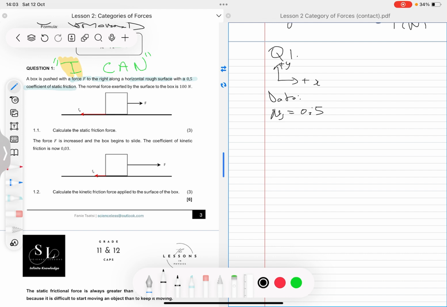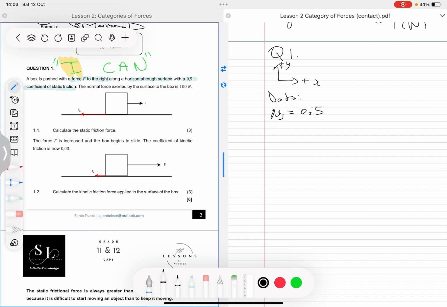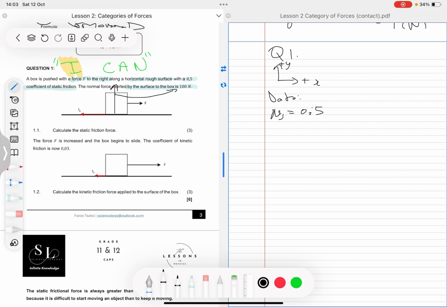Now they say the normal force exerted by the surface on the box is 100 newtons. So this means we have a normal force going up like that, which equals 100 newtons. So I'm going to write that down to say our normal force. Let me use the symbol that we wrote in the notes there. Our normal force is equal to 100 newtons.